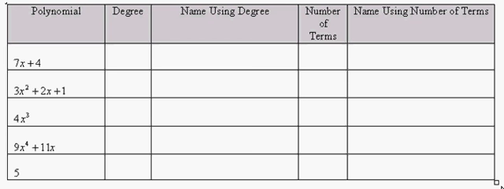In this chart, it will help you to figure out how to label your polynomials. Now in the first example, we have 7x plus 4.